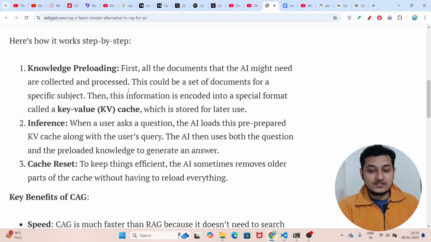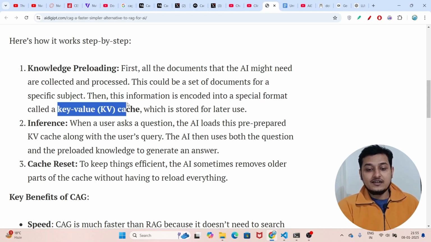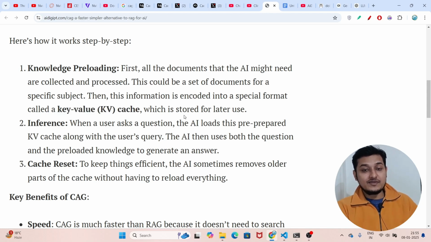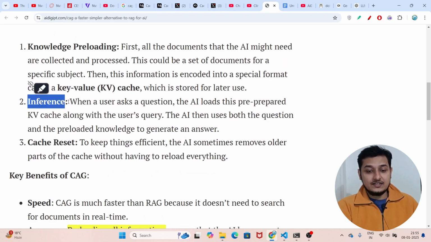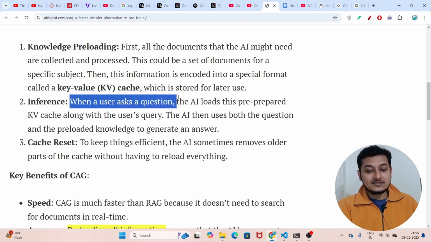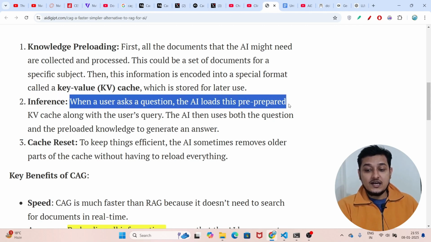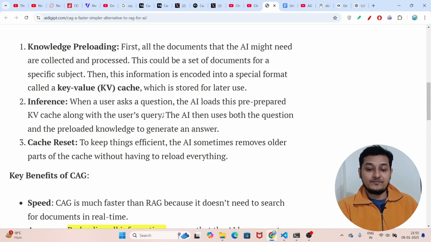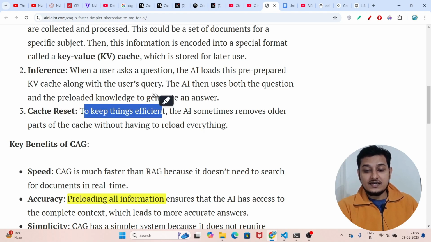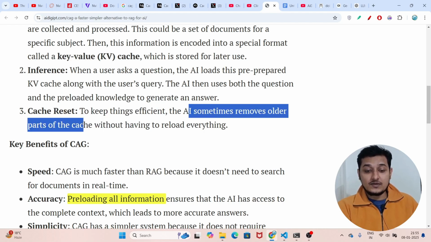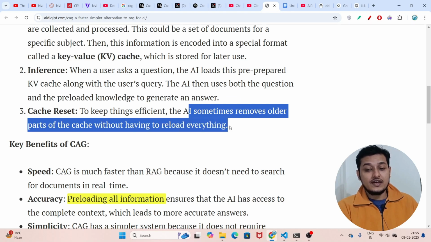Here you see that it stores the data in key value format. So the concept is the KB cache. That's why the name is cache augmented. Here you see inference. Inference means when a user asks a question, the AI loads this pre-prepared KV cache along with the user's query. And after that, here you see the cache reset. To keep things efficient, the AI sometimes removes older parts of the cache without having to reload everything.